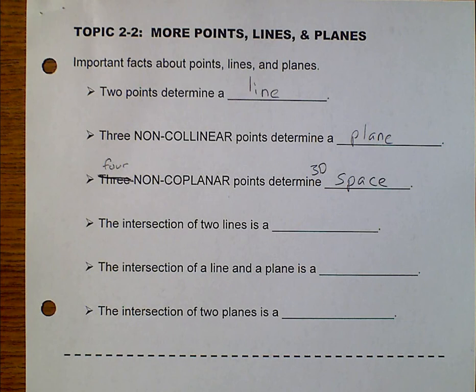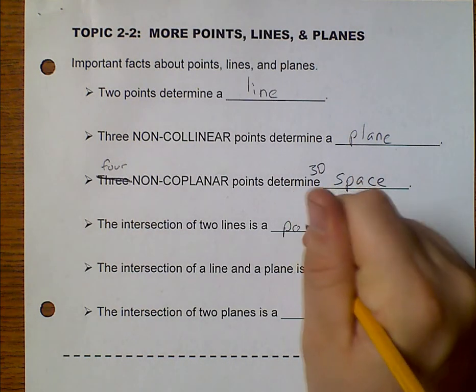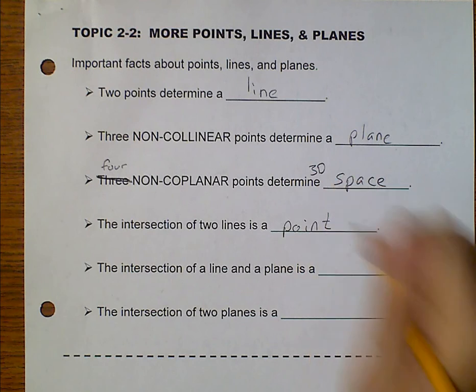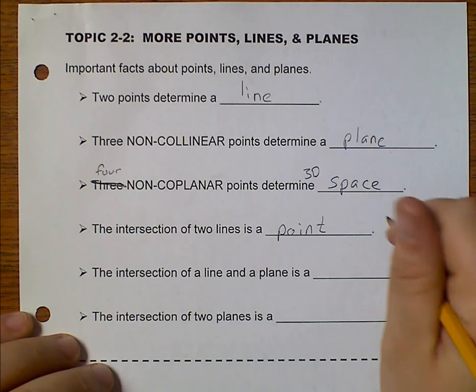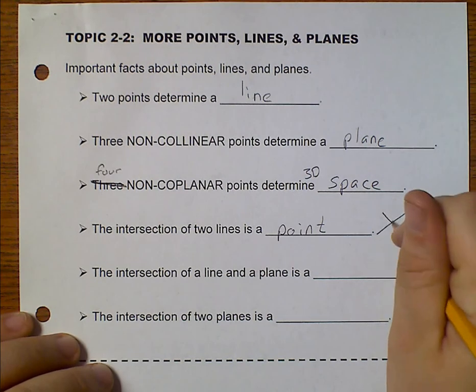Now, the intersection of 2 lines is a point. I apologize for that space right there. I was just trying to think: intersection of 2 lines is an intersection, but no, more specifically, if I have 2 lines, the point where those 2 lines cross is a point.